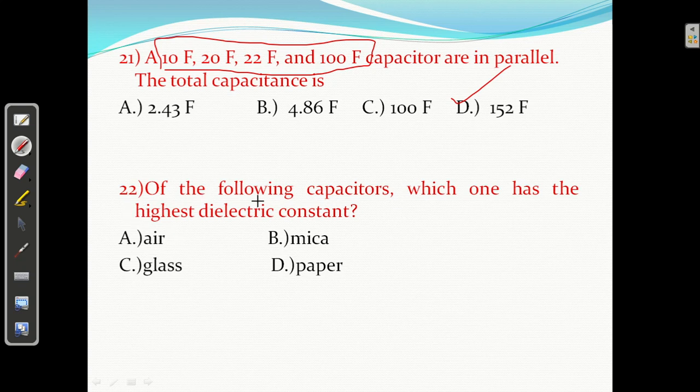22. Of the following capacitors, which one has the highest dielectric constant? Highest dielectric constant. Which one has the highest dielectric constant? Air. Air. Okay. Okay, relative permittivity is minimum.